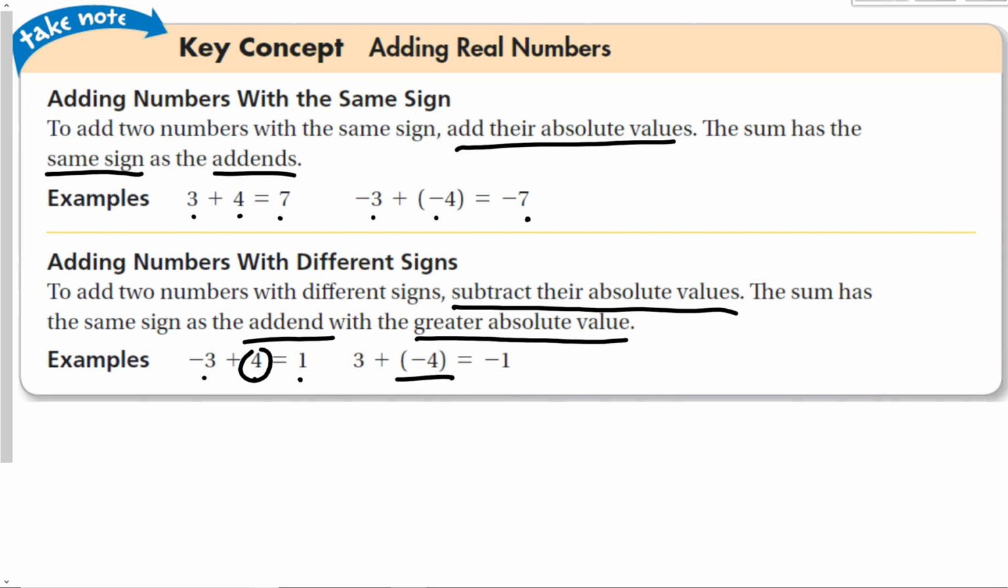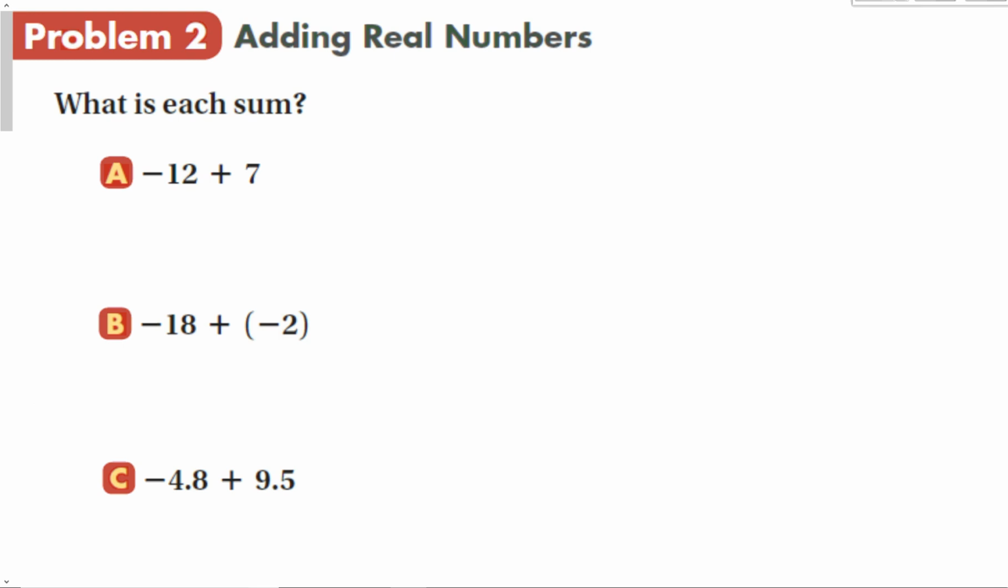In the second example, the negative sign has the larger absolute value, which is why my sum is negative, okay? And yes, you could just say, well, I kind of know that already. I know that 3 plus negative 4 is negative 1, okay? But again, we're trying to get a good idea about how numbers are working in relation to each other. Okay, so let's add these real numbers by thinking about absolute value.